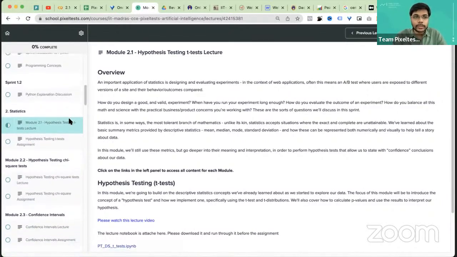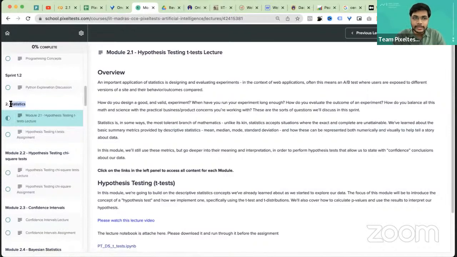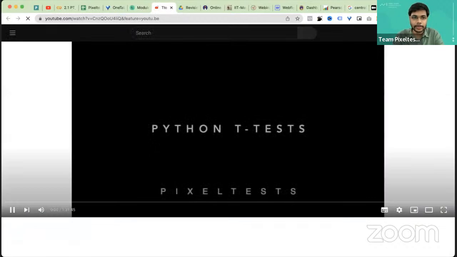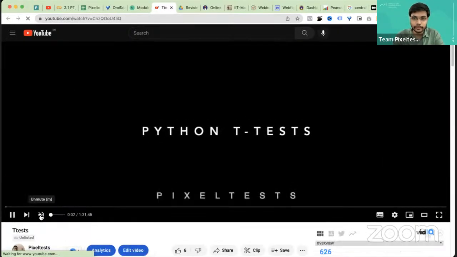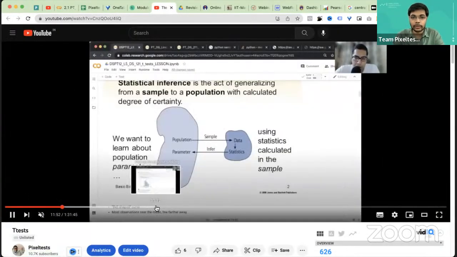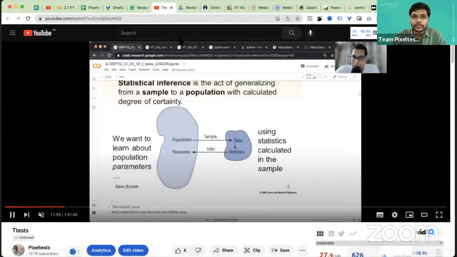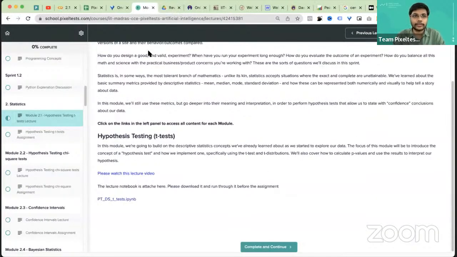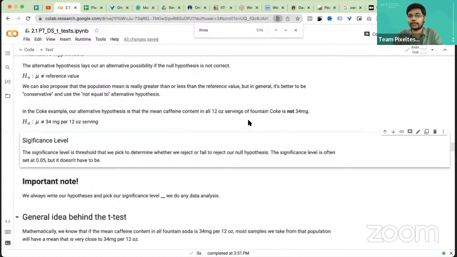So now we are going to cover statistics. In statistics, first we are going to cover 2.1 hypothesis testing. In this lecture, you can see this was taken by Jain sir. A lot of details have been covered here, which is a 1.5 hour lecture. So we are going to revise the concepts of that with a few references. The lecture notes or the Colab file is also available here. I'm also going to share the link of the same.